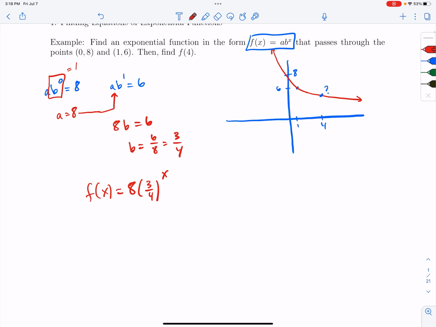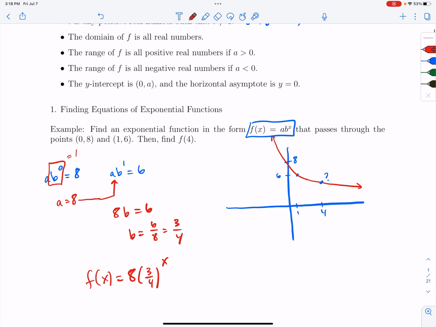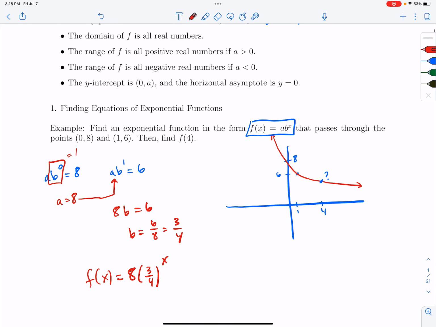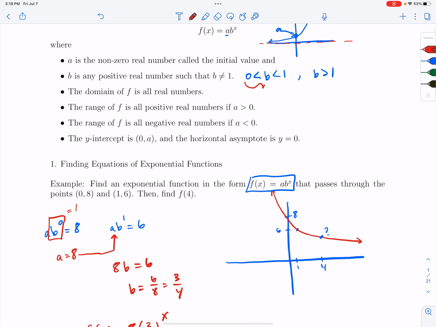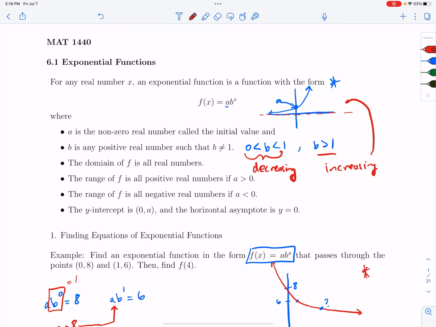Something I wanted to mention that wasn't up in this initial list is that if b is between 0 and 1, this is going to be a decreasing function, much like what we had down here. So that's decreasing, and that matches what we saw right here. b is 3/4, so that's between 0 and 1. And then if b is greater than 1, that's an increasing function, and that's what we see right here.